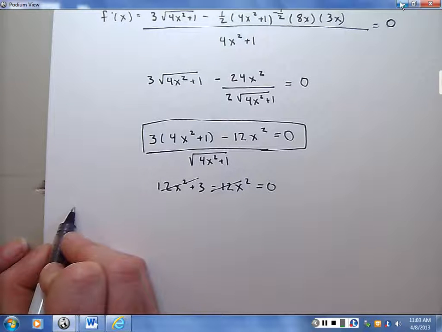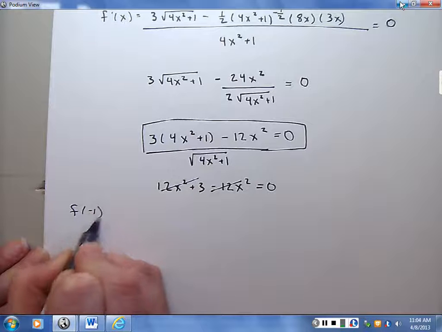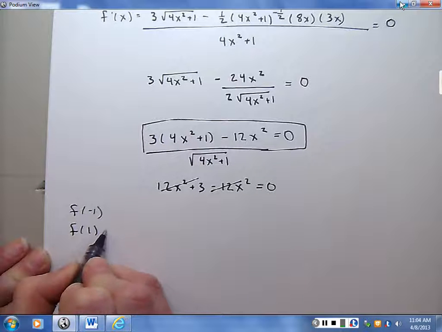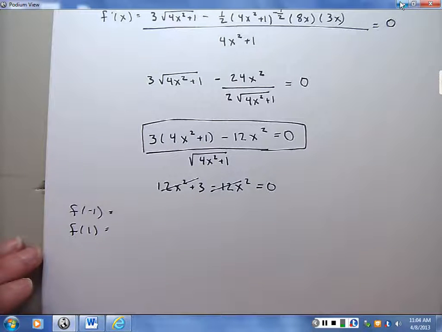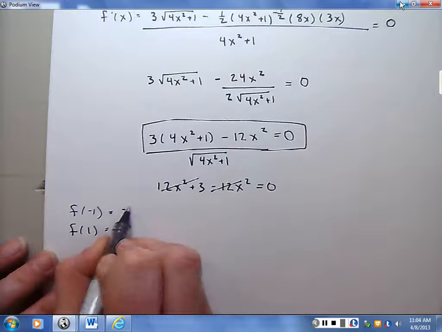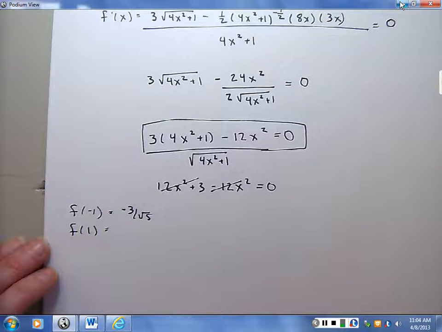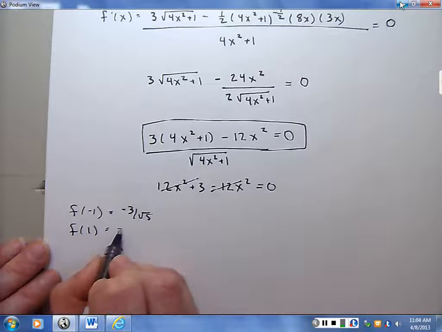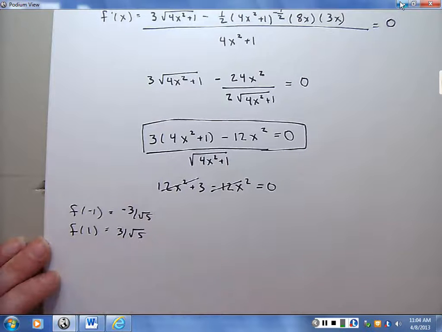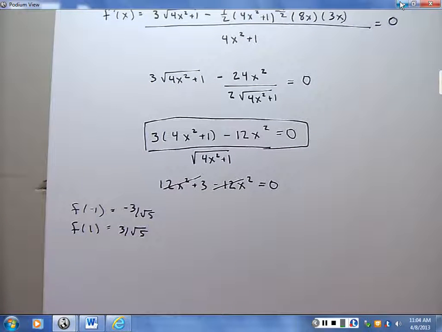So if I test the value of the function at minus 1 and the value of the function at 1, at minus 1, minus 3 over the square root of 5. And at 1, I have 3 over the square root of 5. So the maximum's 3 over square root of 5. The minimum is minus 3 over square root of 5. So there's no critical points in the interval. The derivative never equals 0.